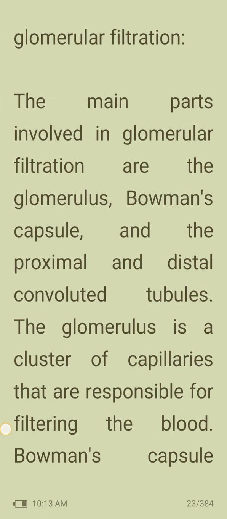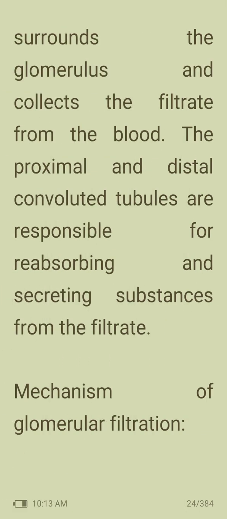Parts involved in glomerular filtration. The main parts involved in glomerular filtration are the glomerulus, Bowman's capsule, and the proximal and distal convoluted tubules. The glomerulus is a cluster of capillaries that are responsible for filtering the blood. Bowman's capsule surrounds the glomerulus and collects the filtrate from the blood. The proximal and distal convoluted tubules are responsible for reabsorbing and secreting substances from the filtrate.